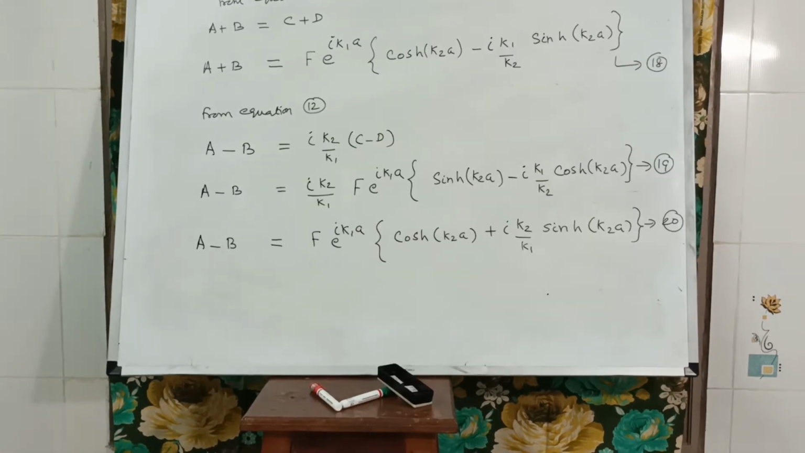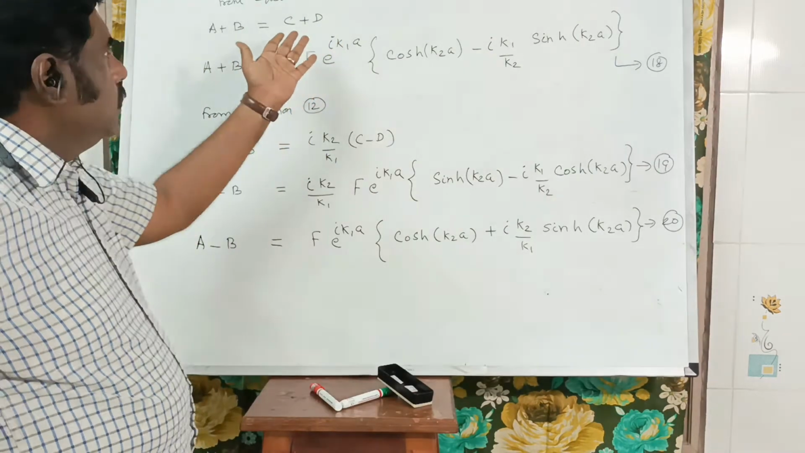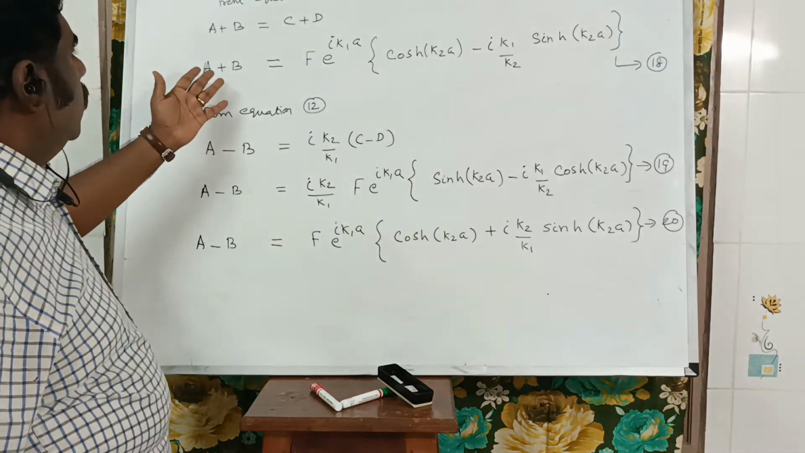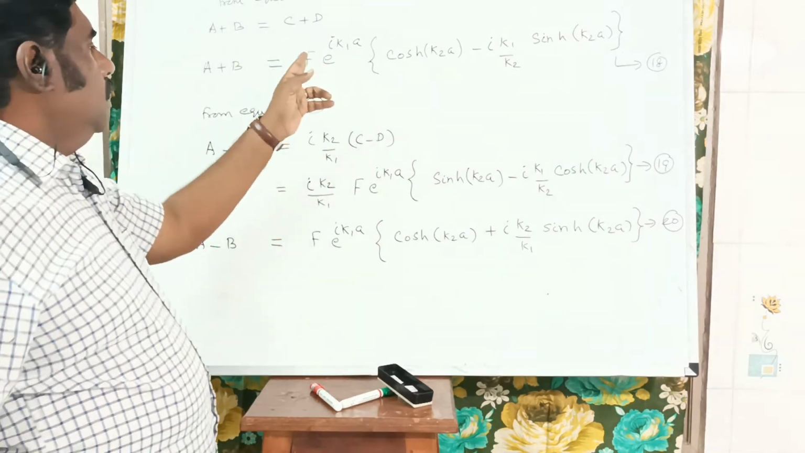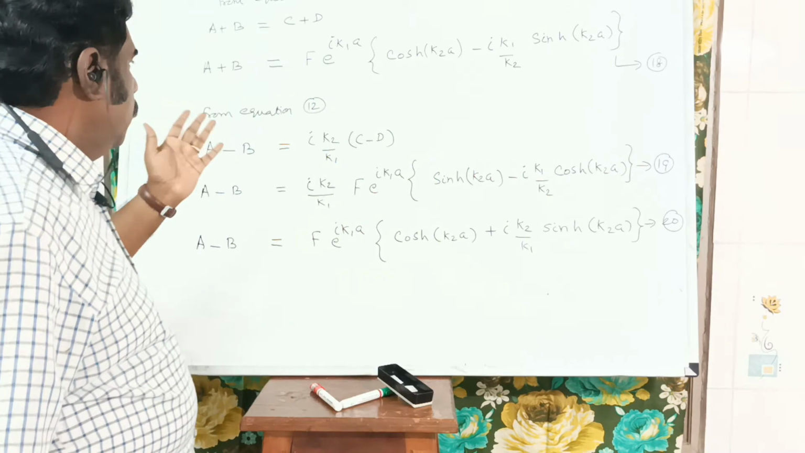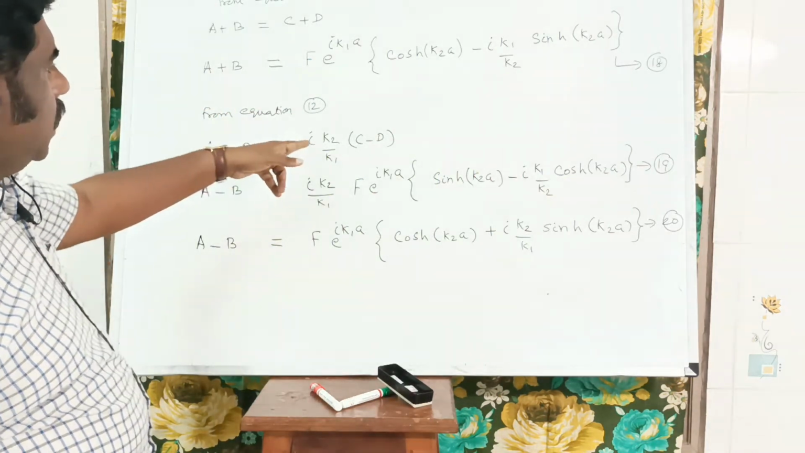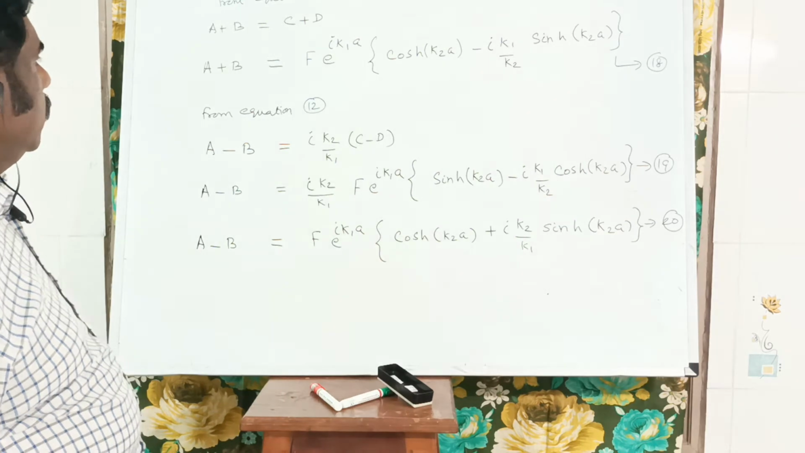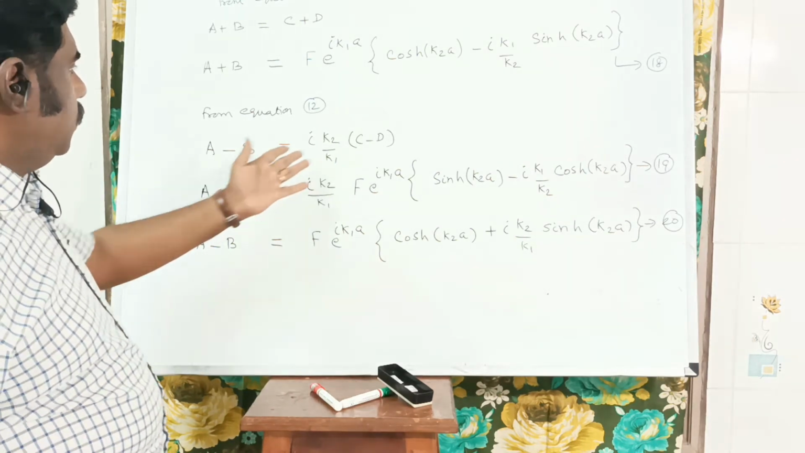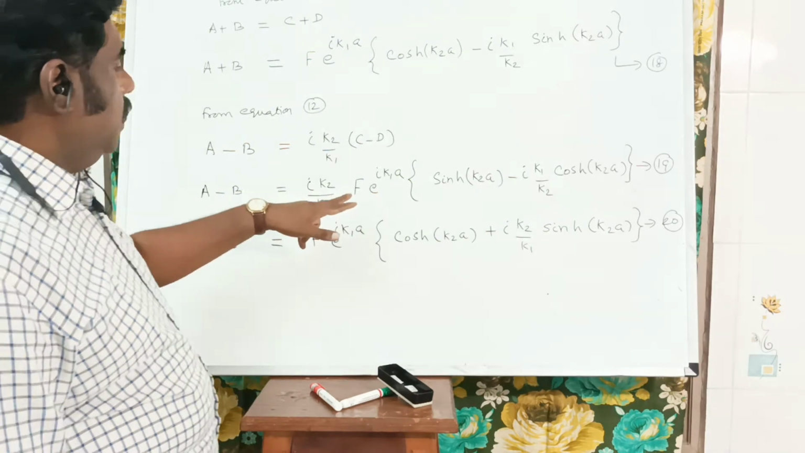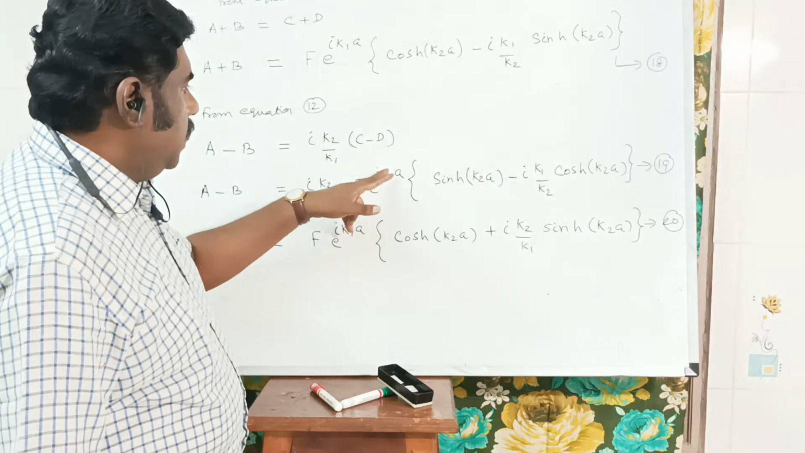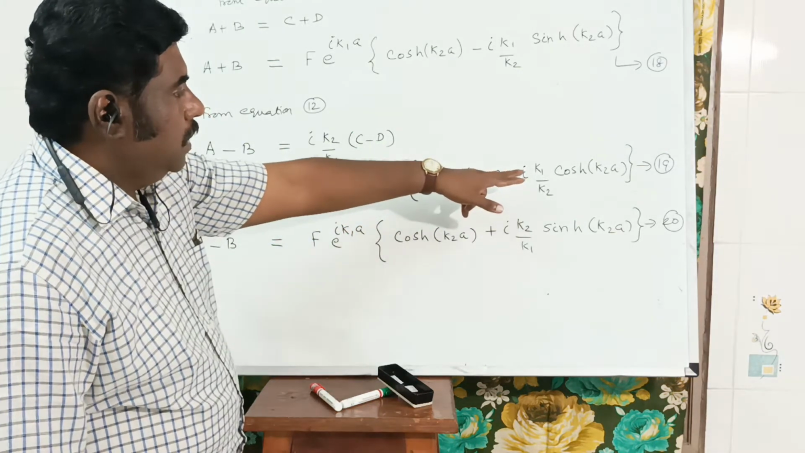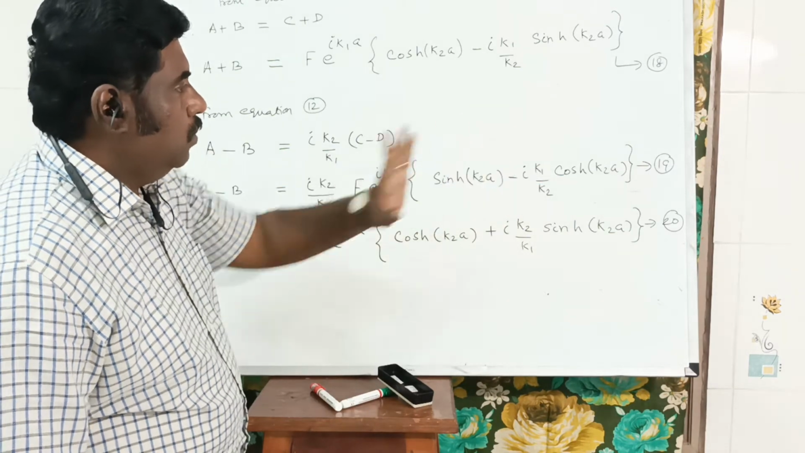From equation 10 we know that A plus B equal to C plus D. Then I have substituted the value of C plus D: A plus B equal to, on the right hand side, the value of C plus D. From equation 12, A minus B equal to i k2 by k1 into C minus D. Then I have substituted the value of C minus D on the right hand side: i k2 by k1 F into e power i k1 a. This is the value of C minus D: F into e power i k1 a sinh of k2 a minus i into k1 by k2 cosh k2 a.